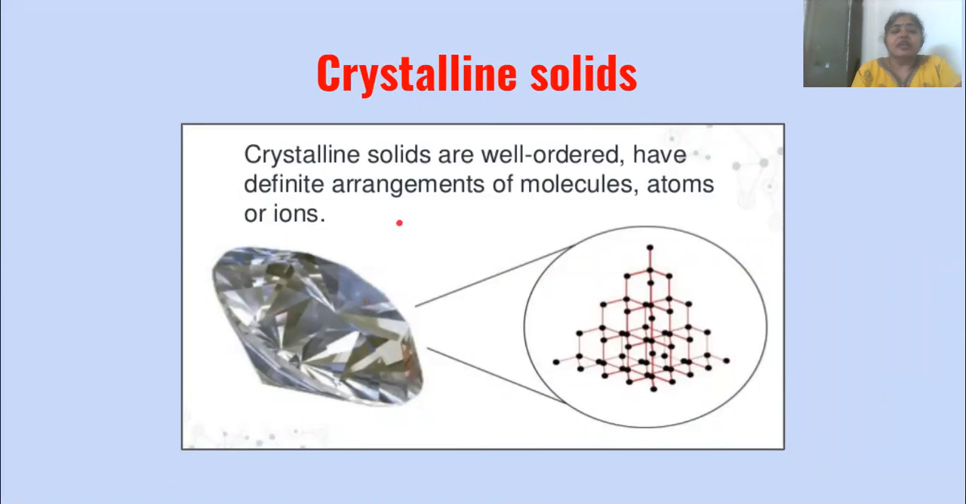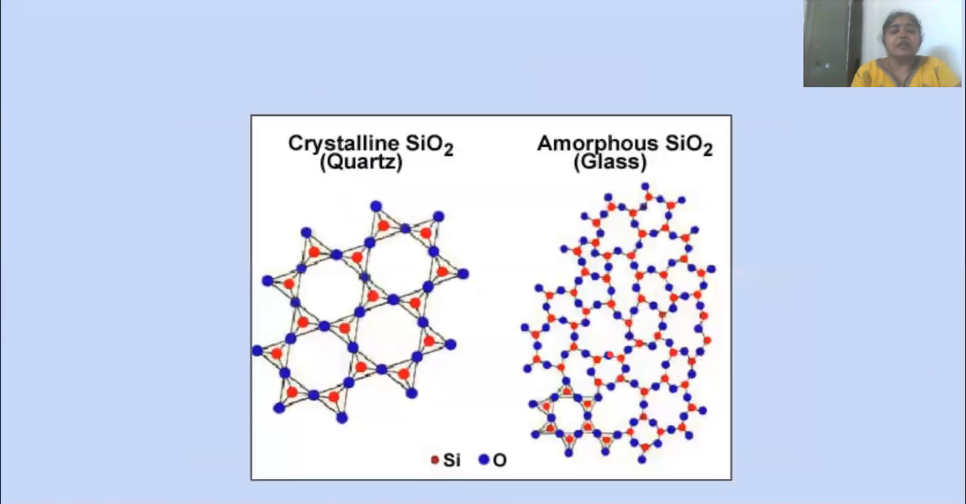Now see here one more arrangement of particles, which you can see in diamond. This diamond is a crystalline solid, very much sought after for its shine and its luster. So how does this property of diamond come? It is because of the well ordered and definite arrangement of the atoms of carbon in it. In crystalline solids, whatever the constituent particles, whether molecules or atoms or ions, they will have an orderly arrangement, a definite pattern of arrangement of the constituent particles.